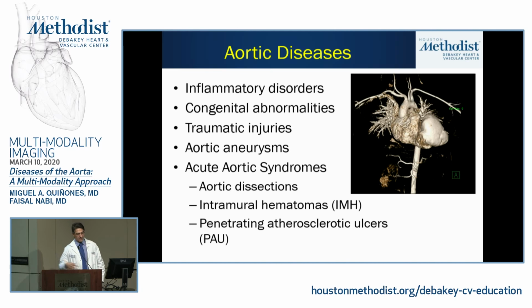So now I'm going to transition into the different disease states. There are a lot of different aortic diseases that we can visualize. There are inflammatory disorders, congenital abnormalities, traumatic injuries, and aortic aneurysms. There are the acute aortic syndromes, which is the one we all get worried about, and these are dissections, intramural hematomas, and penetrating aortic ulcers.